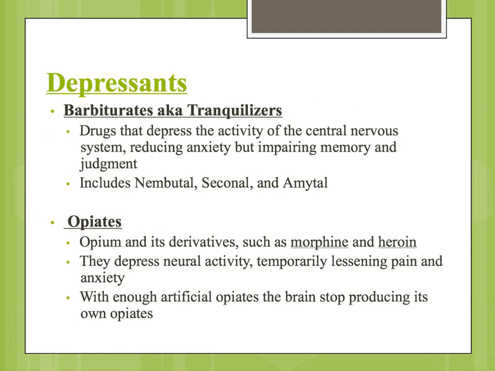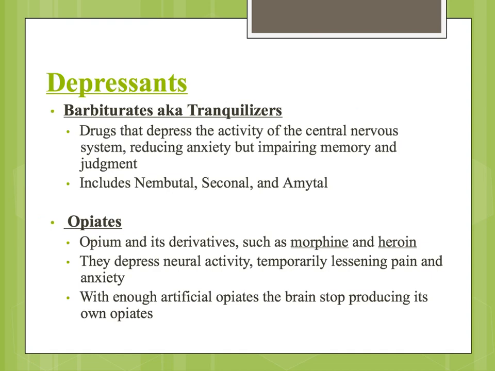So just like a tranquilizer implies, it's a drug that depresses the activity of the central nervous system, or slows down the activity of the central nervous system, which is reducing anxiety but impairing memory and judgment. It includes Nembutal, Seconal, and Amytal. Again, you don't have to know these specific drugs. Just know barbiturates or tranquilizers and what they do.